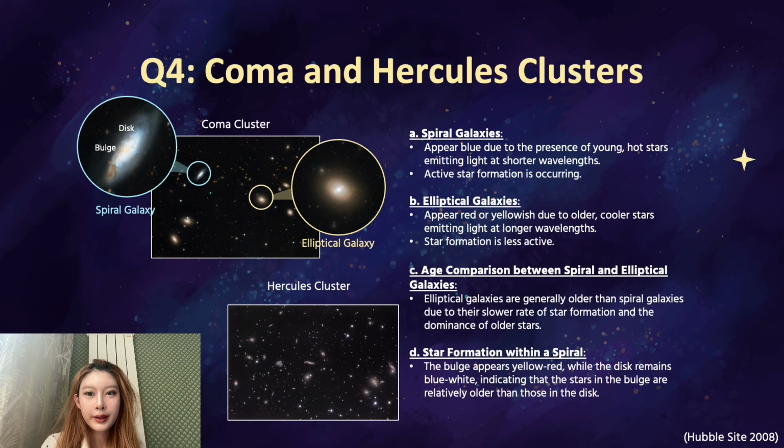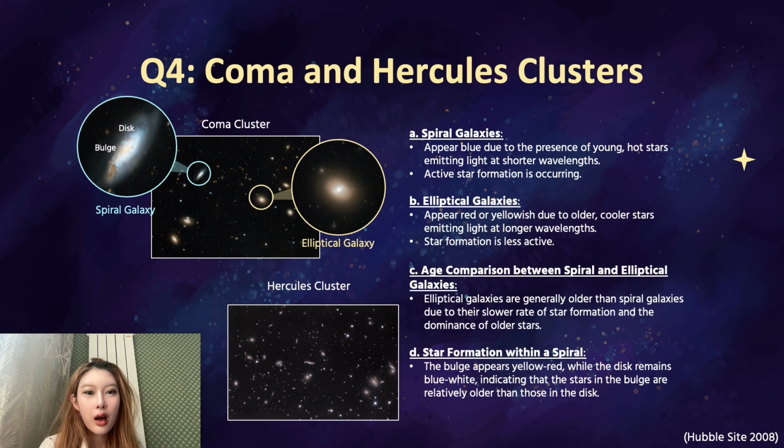Looking at the Coma and Hercules clusters, we can observe both spiral and elliptical galaxies. Spiral galaxies tend to appear blue, while elliptical galaxies are often redder or yellowish. This difference is closely related to the star formation processes in these galaxies. Spiral galaxies are primarily composed of younger, hotter stars, which emit most of their light at shorter wavelengths. These short wavelengths are in the blue part of the spectrum, which is why spiral galaxies often appear blue.